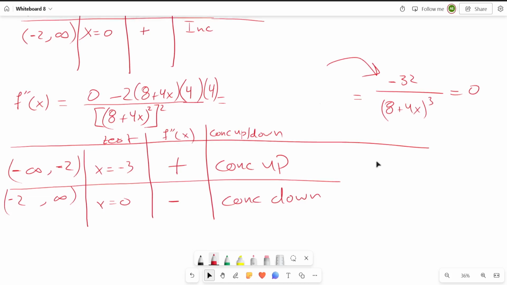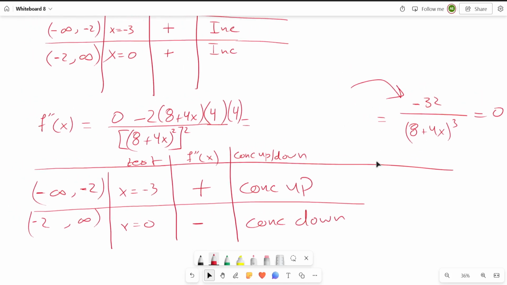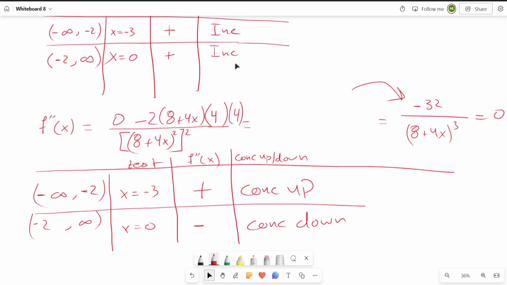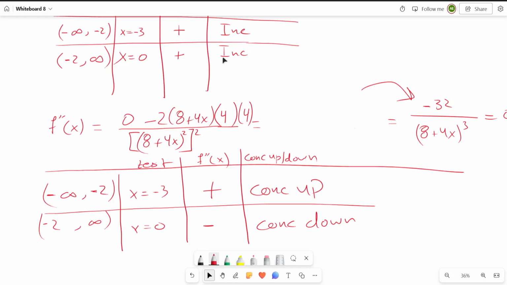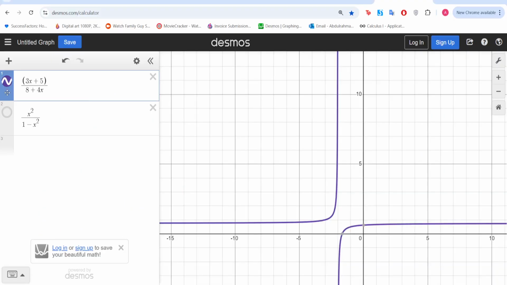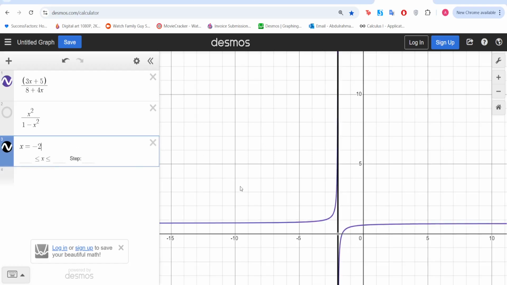So let's see how we can use these values to aid us in sketching, because this is our main aim. What we said is that the function is always increasing. We have a vertical asymptote at x equals -2. So let's check. This is the function over here. Let's say x equals -2. We have a vertical asymptote, and I can see that the function is always increasing. In this interval, I can see that I have a positive slope where my mouse is. And in this interval as well, I have a positive slope. Nowhere in this function do I have a negative slope.